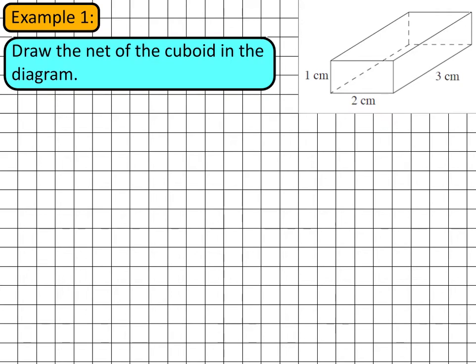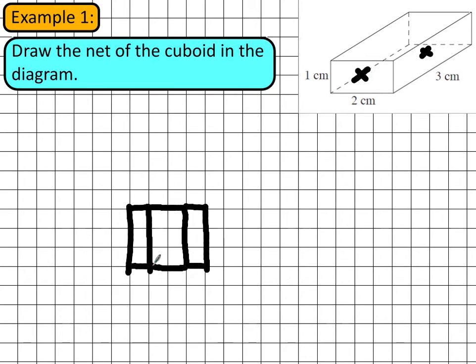If we start from the base, the base is 2 centimeters by 3 centimeters. So if we allow one of these squares to be 1 centimeter, that is a good way of drawing that base. And from there, we know we've got rectangles coming away from that of side length 1 centimeter. So you've got this one, which I might draw here, like this. We've got the one opposing that on the other side, which is going to be like this. We've got this one here, and the one opposing that on the other side, which I'm going to call that one there.